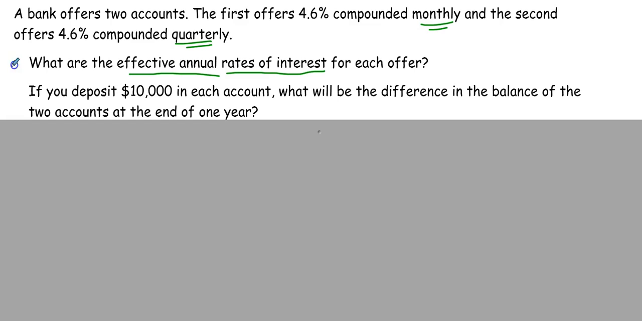That's the first part. In the second part, he is asking if you deposit $10,000 in each of those accounts, what is the difference in the balance? Will there be any difference, if at all, and by how much do they differ? If the interest is compounded monthly, and if it is compounded quarterly, what is the balance at the end of 1 year? So that is the scenario here.